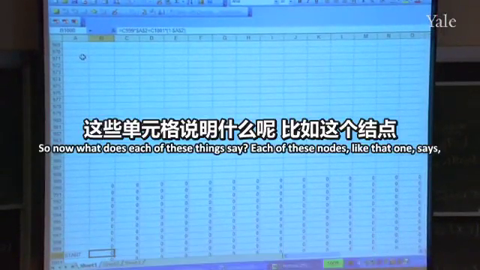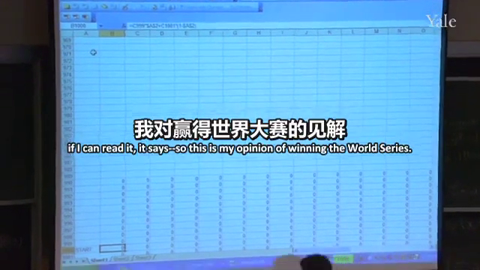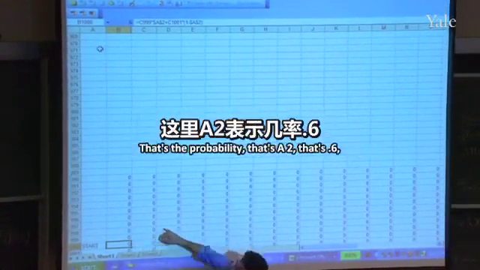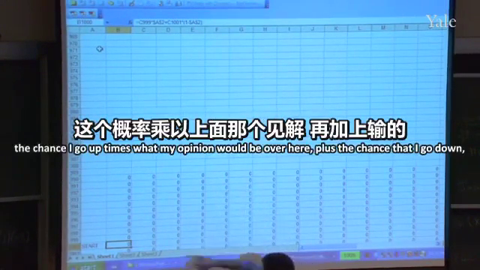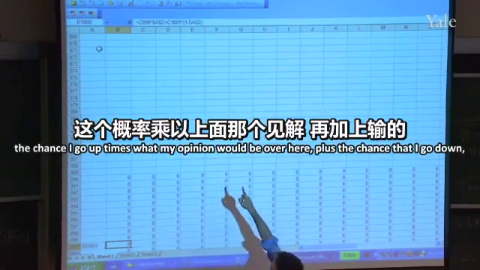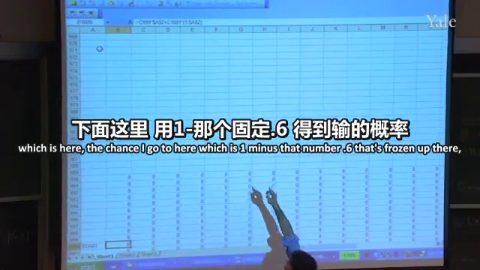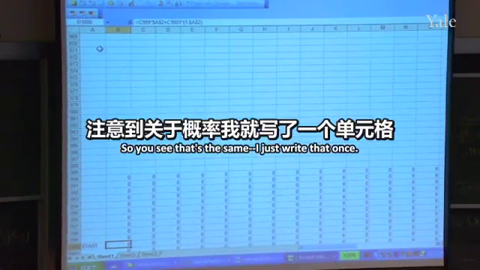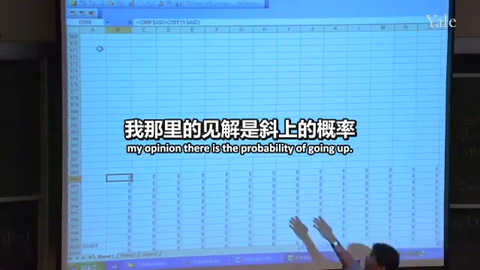So now what does each of these things say? Each of these nodes, like that one, says, if I can read it, this is my opinion of winning the World Series. It says, my opinion here is going to be the chance I go up, that's the probability, that's A2, that's 0.6, times what my opinion would be over here, plus the chance that I go down, which is 1 minus that number 0.6 that's frozen up there, times whatever I thought would be my opinion here. So you see that's the same. I just write that once. I wrote that once here, that thing about the probability. My opinion there is the probability of going up.